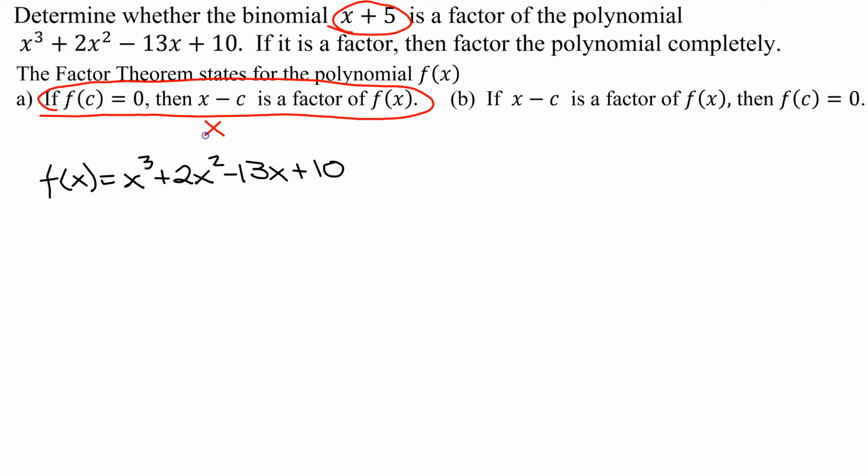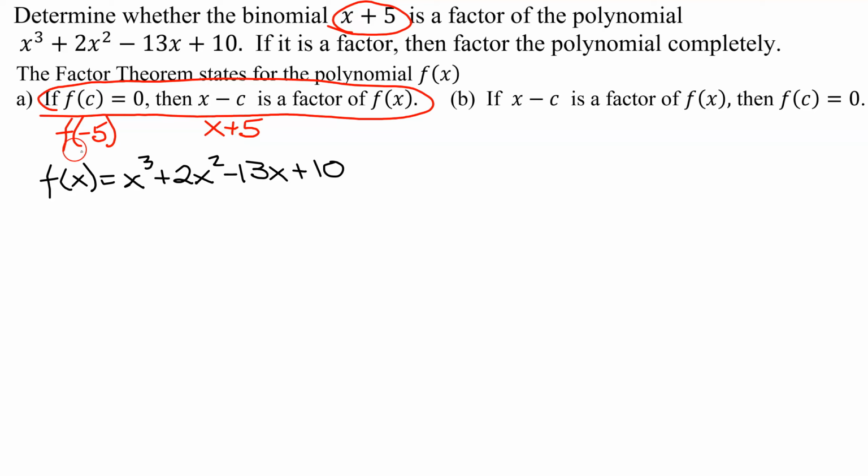And I want to show that x plus 5 is a factor. So I'm going to have to find f of, be careful, is it going to be 5 or negative 5? Notice the sign here, I have x minus c, and here I have f of c. So the sign here and here are opposite. So I'm going to have to find f of negative 5. And if I can show it equals 0, then I know that x plus 5 is a factor of my polynomial.